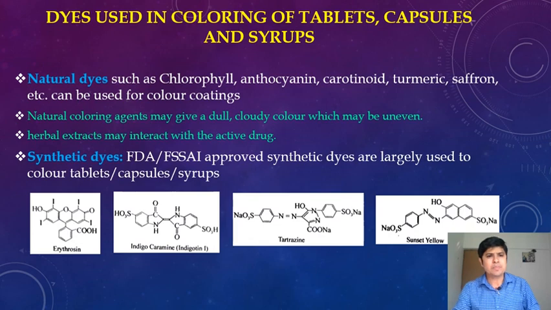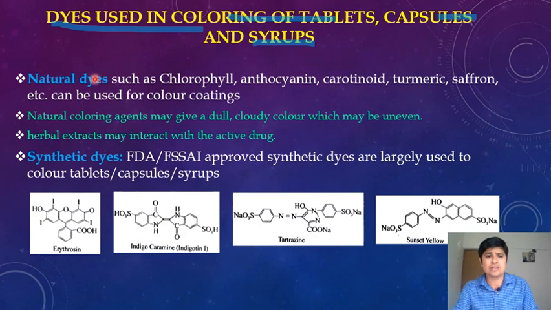Now let us see which are the dyes that are used in coloring of tablets, capsules and syrups. The first type of dyes are natural dyes, and the second type of dyes are called synthetic dyes.